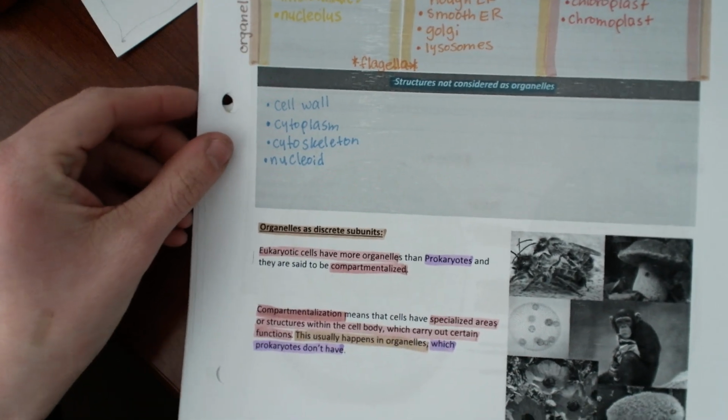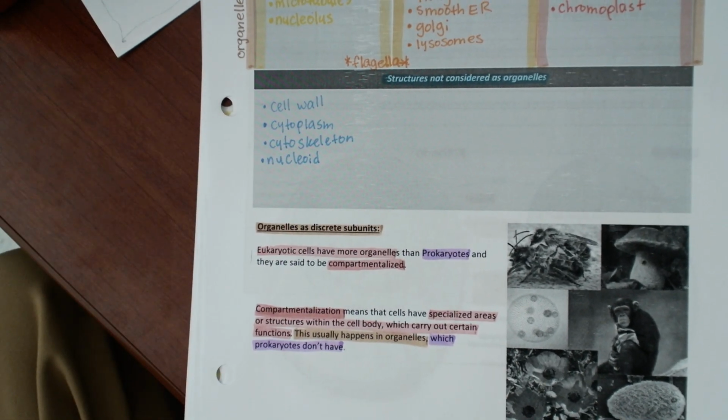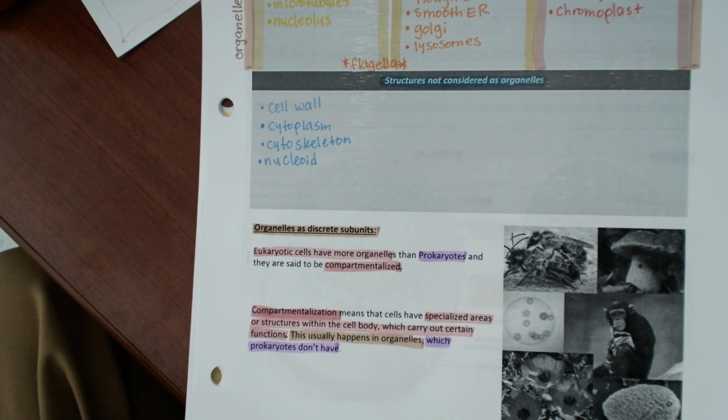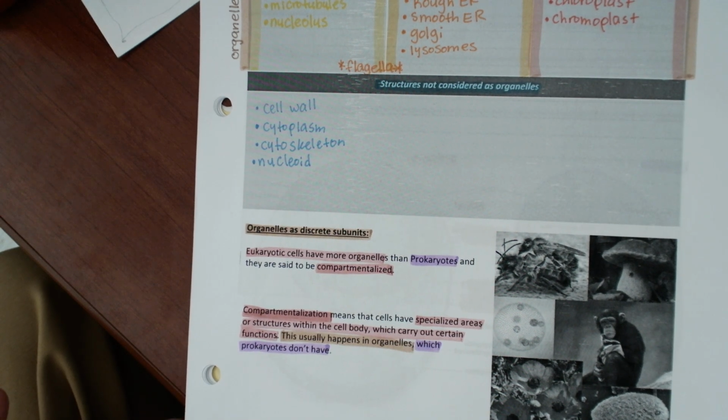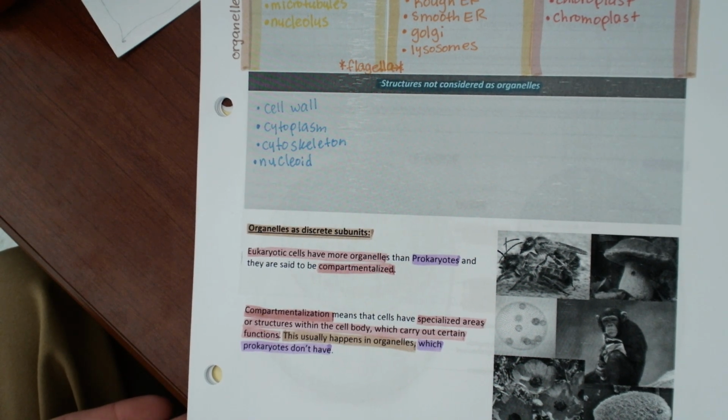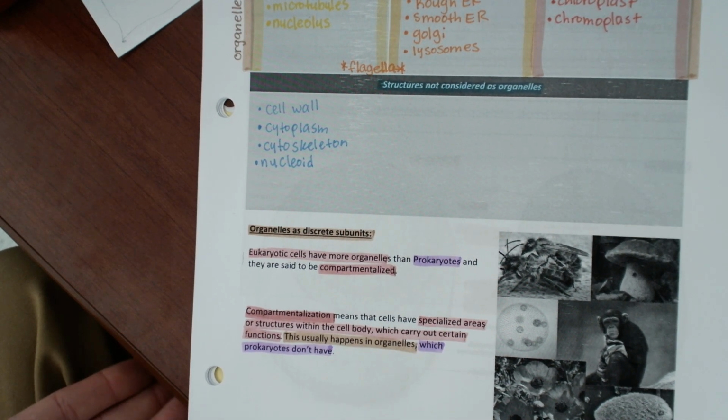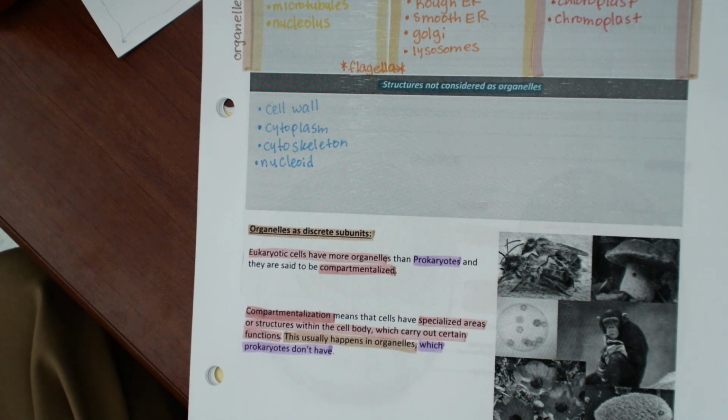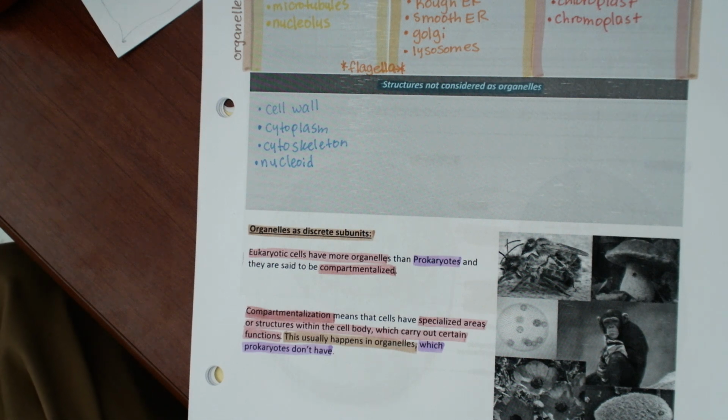Alrighty. And so when we're looking at organelles as discrete subunits, your eukaryotic cells obviously have more organelles than prokaryotes, and therefore are said to be compartmentalized. I always think of like a dinner plate with compartments, or like when you're packing a suitcase. Compartmentalization just means that they have specialized areas for structures within the cell body which carry out certain functions. It's usually your organelles that does it. Prokaryotic cells don't have organelles, so they really don't have much compartmentalization.